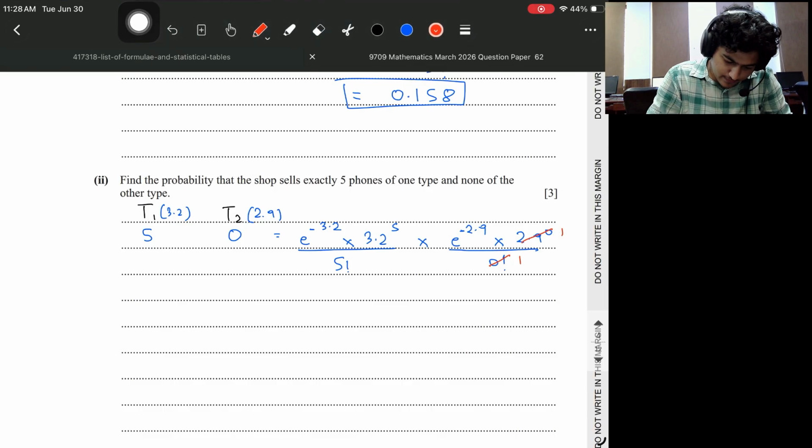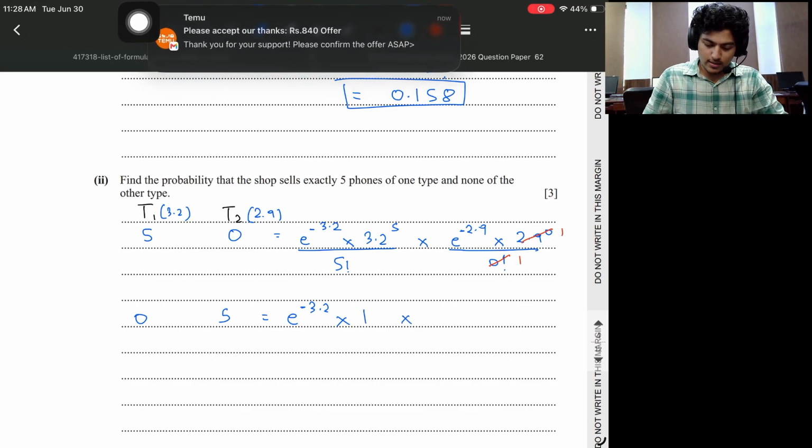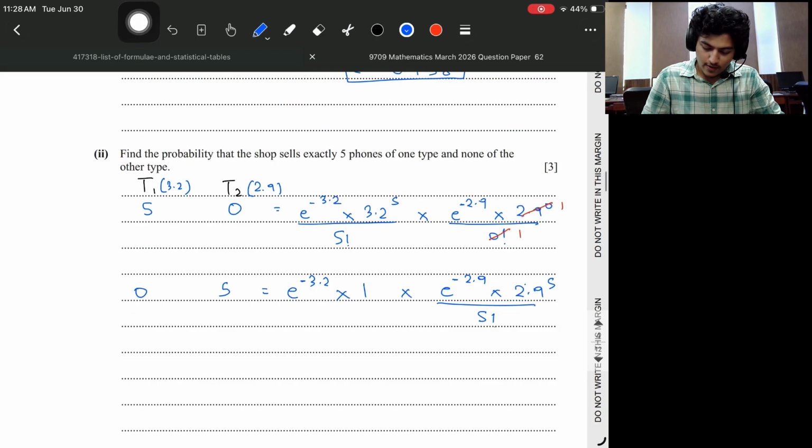Now let's move on to the second case, where we have 0 of type 1 and 5 phones of type 2. In this, your equation will become e to the power of negative 3.2, and as stated earlier, anything to the power of 0 divided by 0 factorial will just be 1. We will be multiplying this by e to the power of negative 2.9 multiplied by 2.9 to the power of 5 divided by 5 factorial.